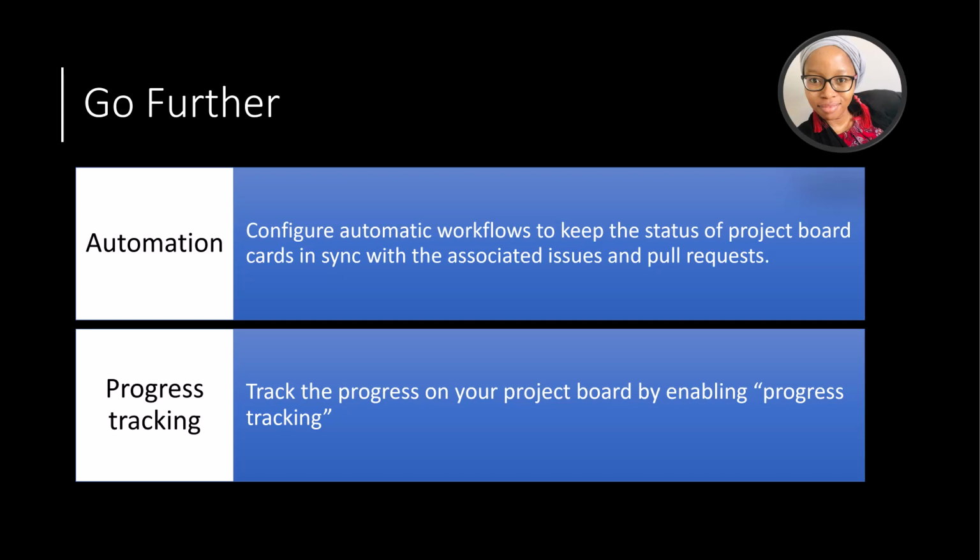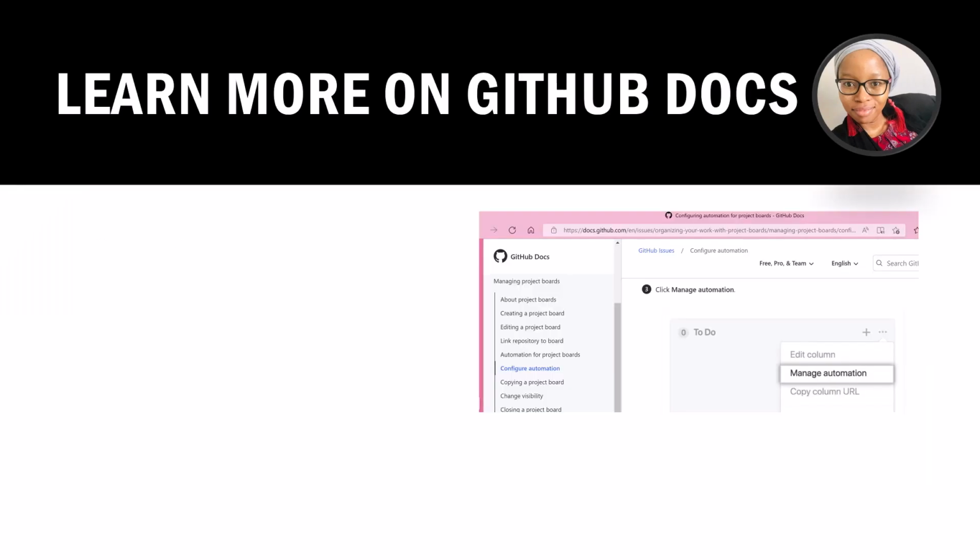To do this, you need to enable progress tracking. And if progress tracking is enabled, you will start seeing a progress bar appear on the project board itself and also on the project listing page, in the issue sidebar, as well as in the references to the project on other boards. So learn more by visiting the GitHub docs and implement automation for your Kanban.